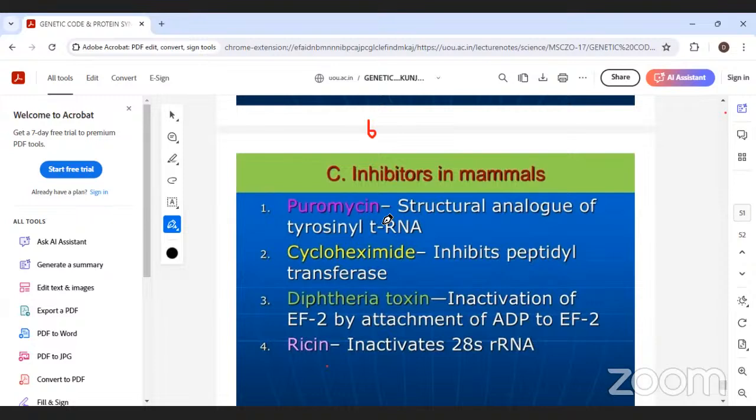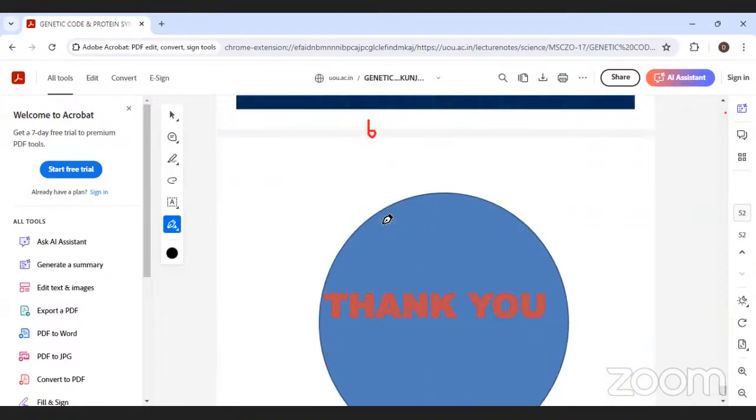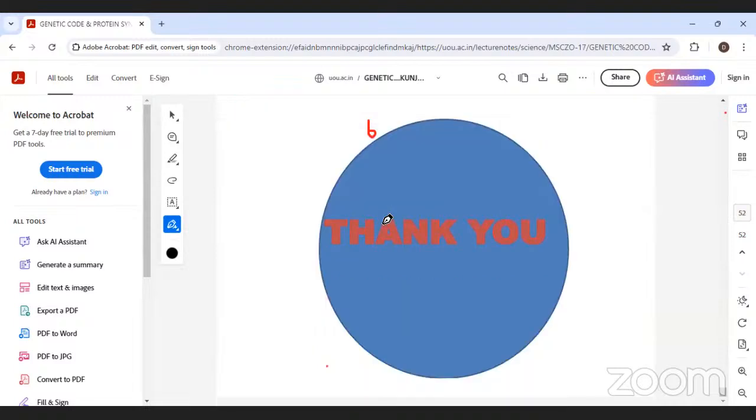Diphtheria toxin inactivates EF2 by attachment of ADP to EF2. Ricin also inactivates the 28S type of rRNA. Thank you. Today in class we discussed the genetic code and protein synthesis.